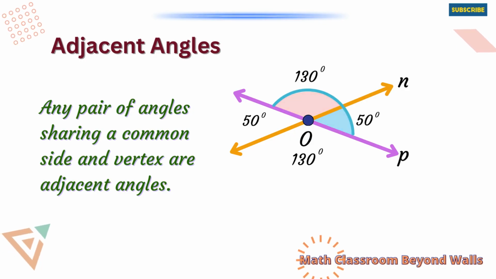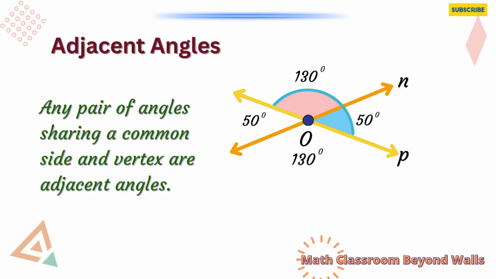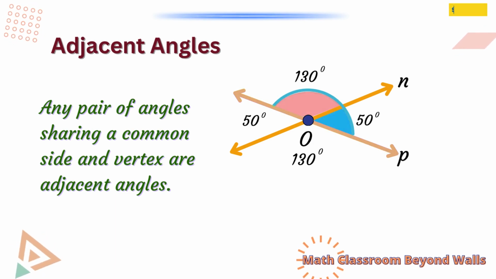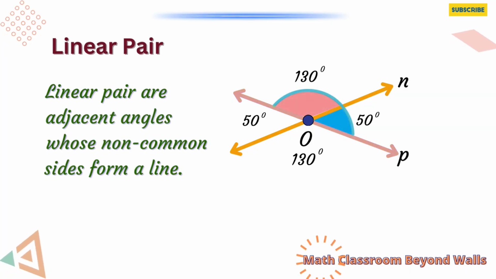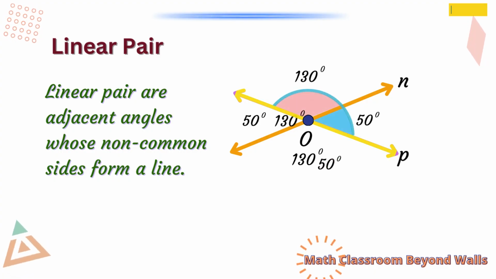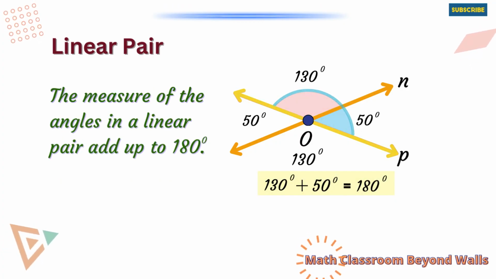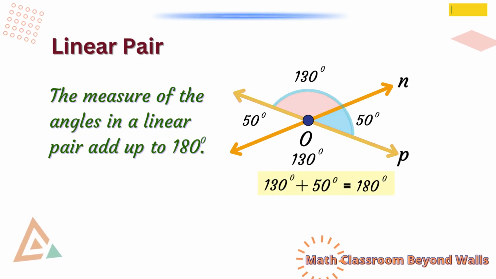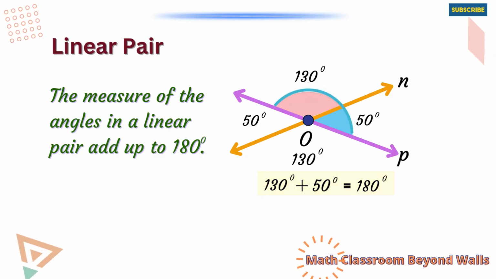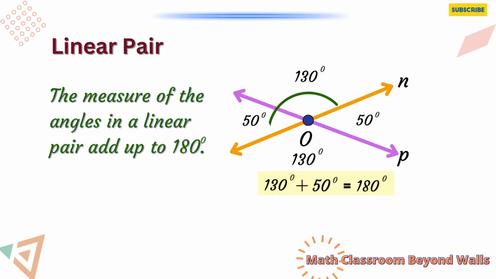Now, let us look at the non-common sides of the adjacent angles. What do you notice, learners? You are correct. The non-common sides form a line. Because the non-common sides of these two adjacent angles form a line, this pair of adjacent angles is also called a linear pair. Now look at their angle measures. Their angle measures add up to 180 degrees. Do you see that, learners? This is one of the characteristics of a linear pair. Their angle measures always add up to 180 degrees. Don't ever forget this. On this diagram, we have several of this. In fact, there are 4 linear pairs here.